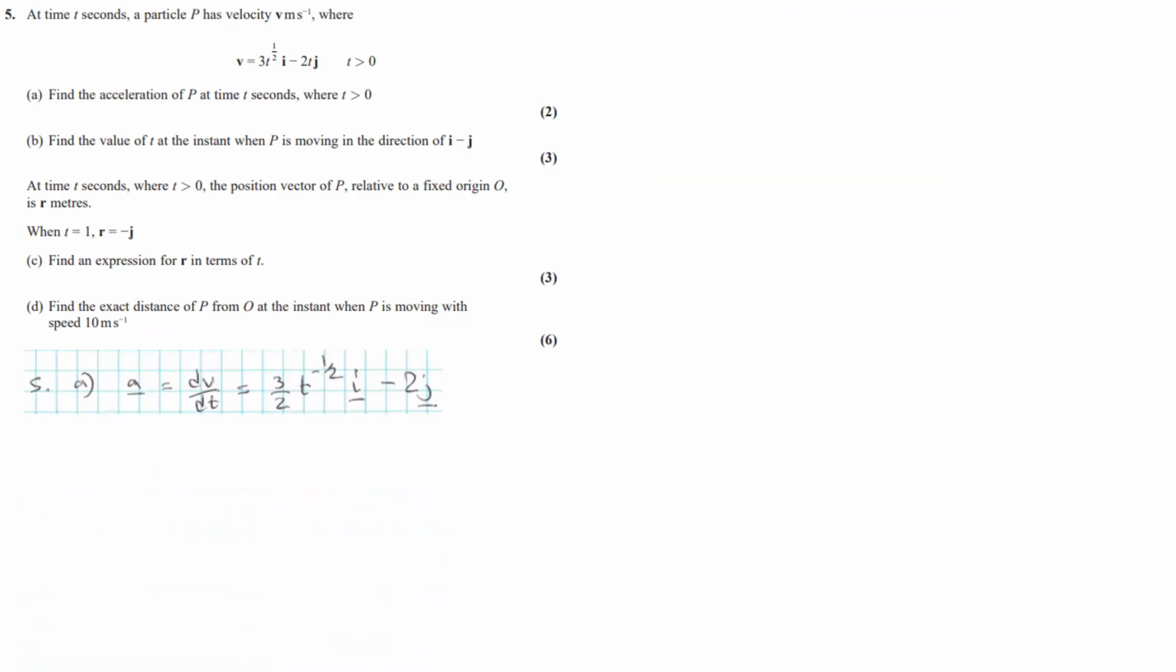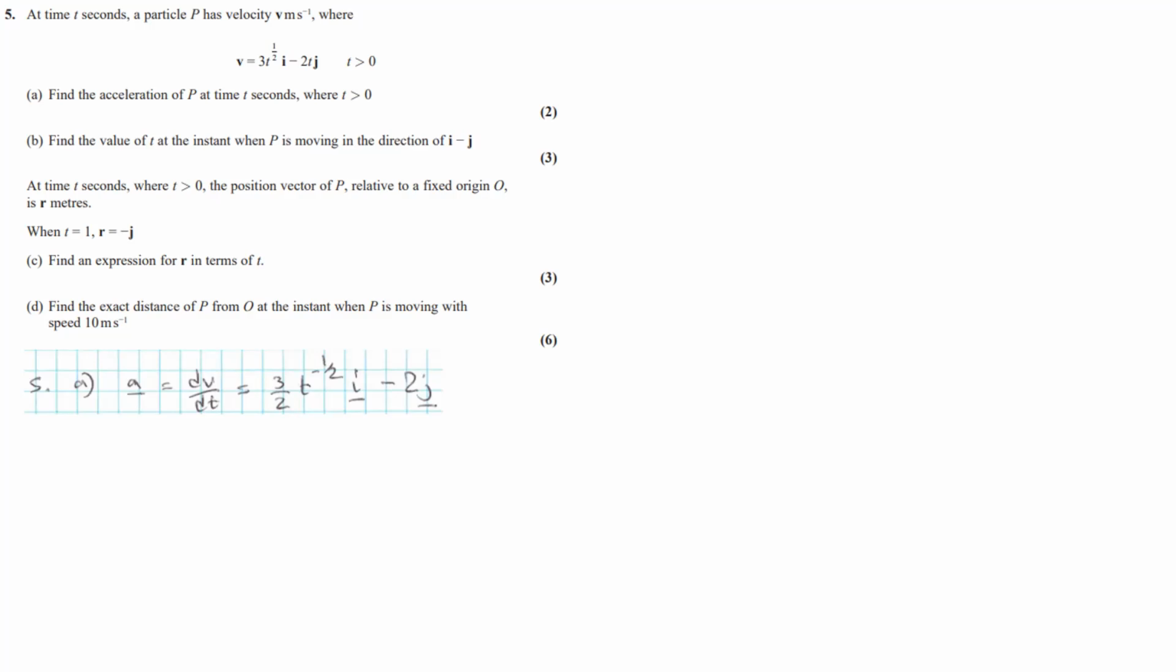If they'd given us some numbers, at say 4 seconds or something, we'd have to substitute that in, and for the magnitude of acceleration, we would have had to do Pythagoras again. Part B: find the value of t at the instant when P is moving in the direction of 1i minus 1j. Now, that's going to involve not the acceleration, but the velocity. Remember, direction is dictated by the velocity.